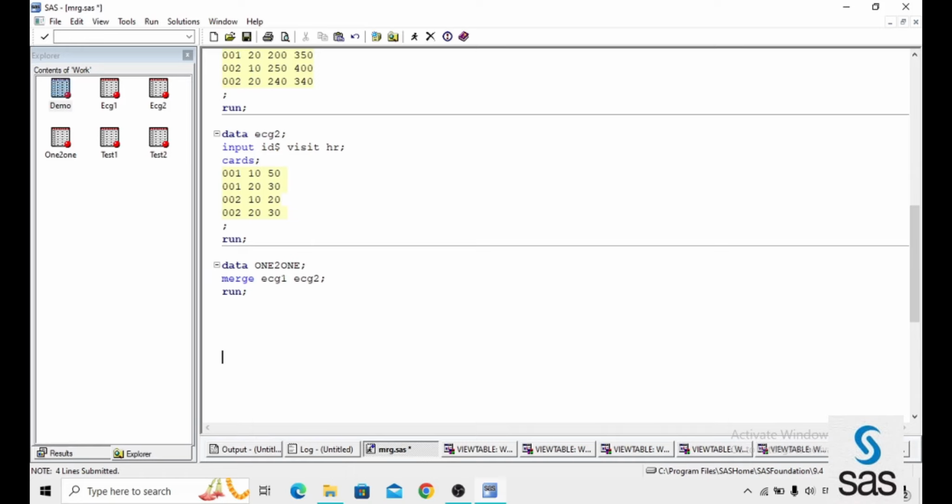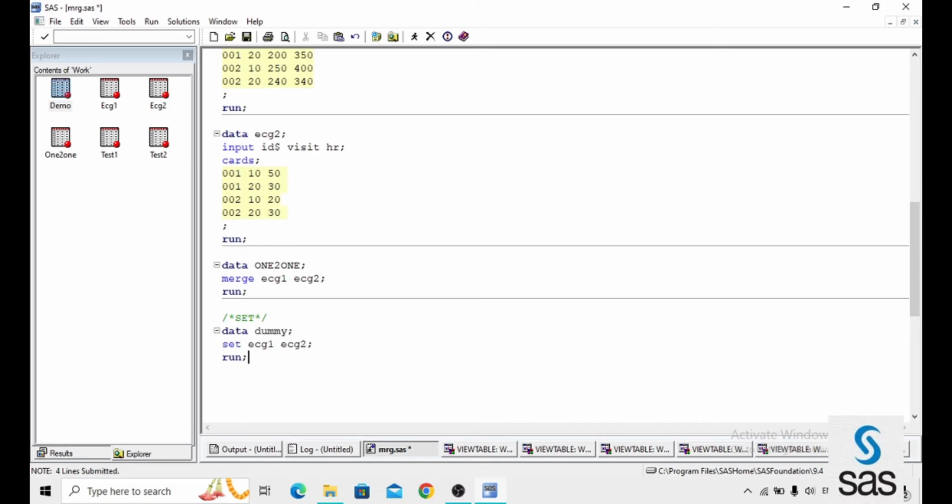There is another option for joining two data sets, that is SET. Then what is the difference between merge and set here? Now I am applying the same SET on ECG1 and ECG2. Then how will the data change?